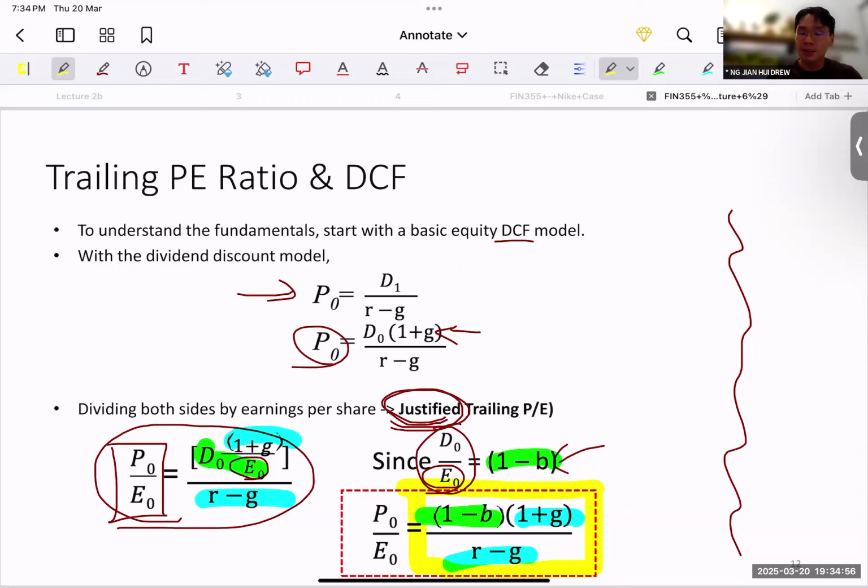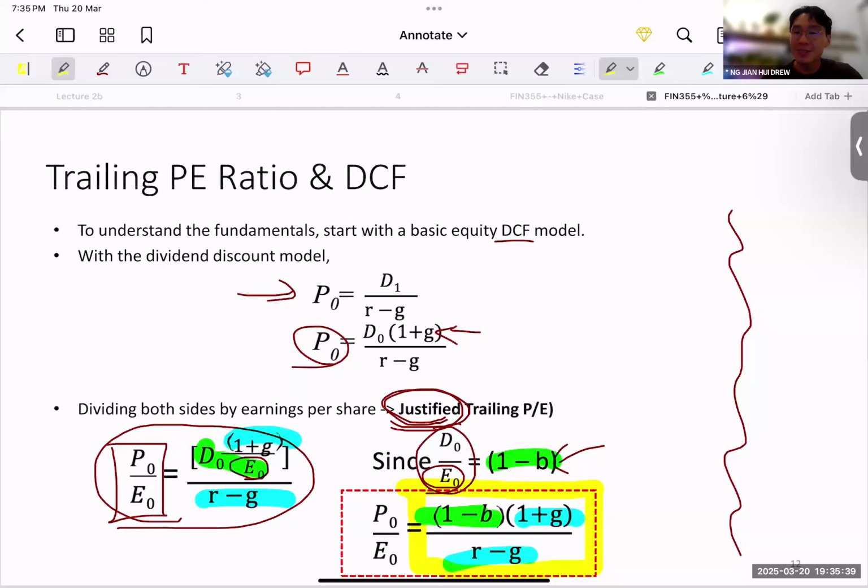Okay. I want to pause here because this is important. Does everyone understand the differences between justified and the actual PE, because we're going to use this concept for all our relative valuation and try to understand the various ways to formulate the justified number. Any questions? Any confusion? You need me to repeat the difference between justified and actual PE? No, we're good. Okay, that's good.